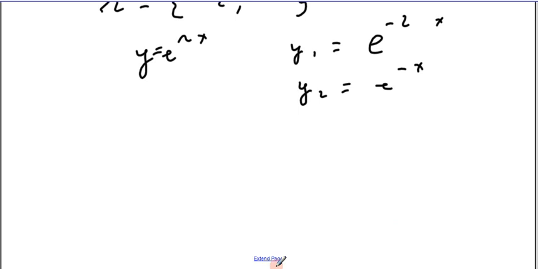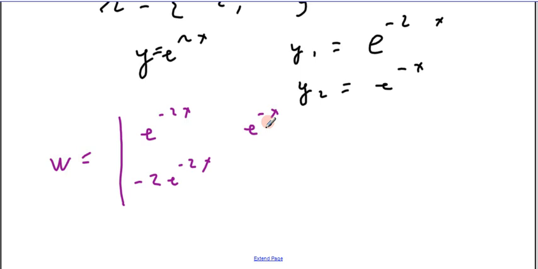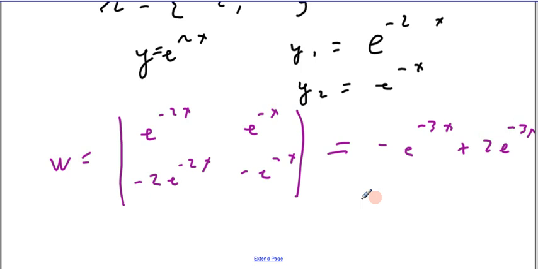Well, I don't know. I will have to look at the Wronskian and see if they are. So I'm going to look at the Wronskian: e to the minus 2x, minus 2 e to the minus 2x, e to the minus x, minus e to the minus x. And I got minus e to the minus 3x plus 2e to the minus 3x, which comes out to e to the minus 3x, which is never equal to 0. Therefore, these are linearly independent solutions, so that's convenient.